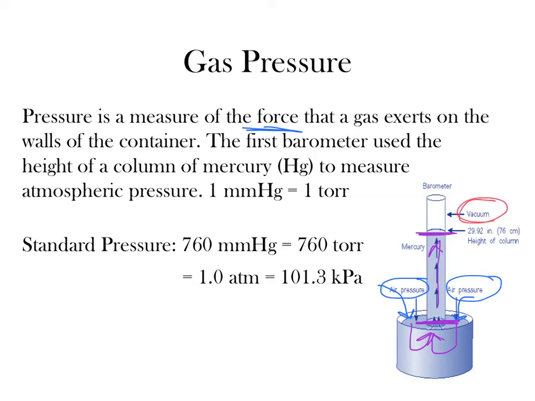And in typical standard pressure, that is at sea level, the height of the column is going to be 76 centimeters, which is the same as 760 millimeters, and the Hg is for mercury because that's what's in the barometer. Or 760 torr, that's named after Torricelli, but it's the same thing, or 1 atmosphere, or 101.3 kilopascals.